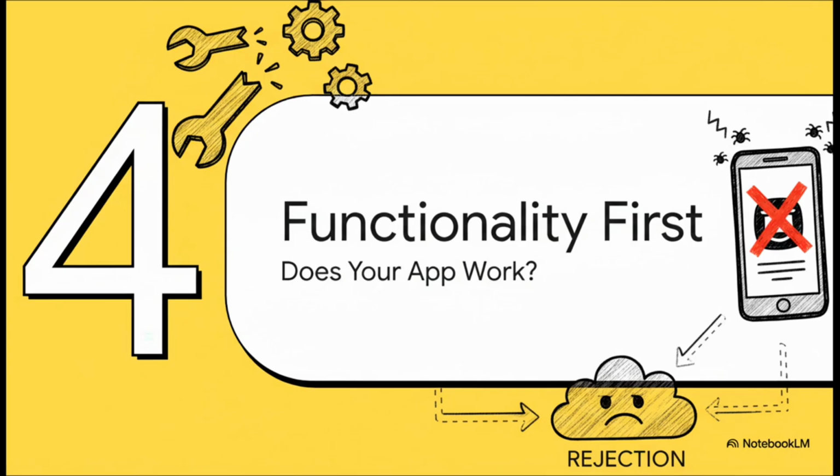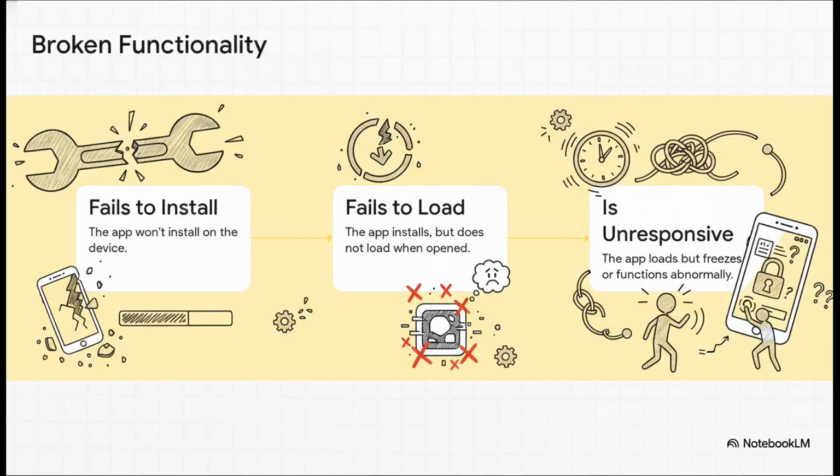Okay, we've covered philosophy and content, but honestly, none of that matters if the app is broken. And that brings us to functionality. Does your app actually work? This might seem super basic, but it's one of the most common reasons apps get rejected. You can almost think of broken functionality as a 3-step failure. First, the ultimate failure. It won't even install. Second, it installs, but when the user taps the icon, crickets. It won't load. And third, maybe it loads, but it's frozen solid. It's completely unresponsive. Any one of these is a total deal breaker.